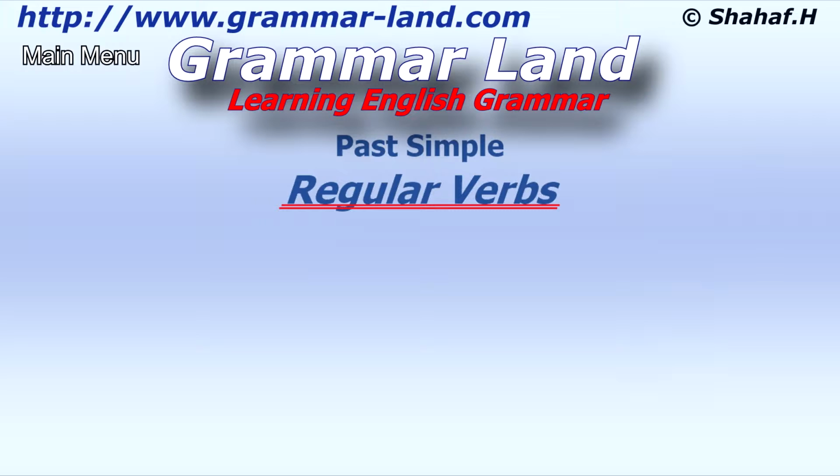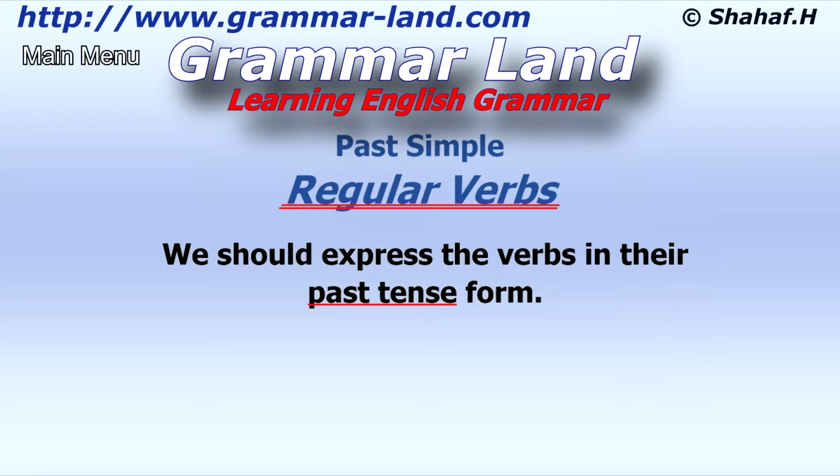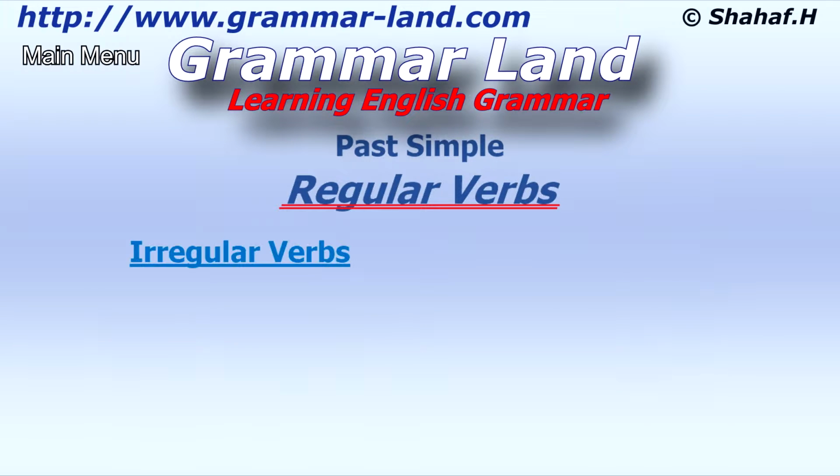Hello everyone. We are in the past simple tense chapter, and we are going to start the lesson, regular verbs. We've learned in the previous lesson that when we use the past simple tense, we should express the verbs in their past tense form. We've also learned that irregular verbs are completely changed when they turn into their past tense form. For example, the verb go turns into went, and the verb come turns into came.